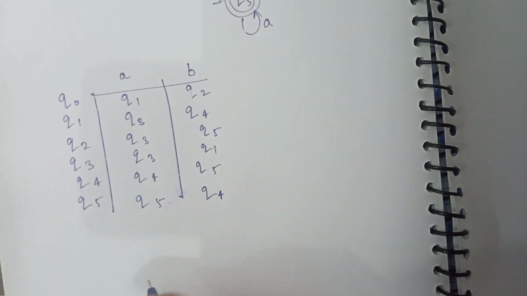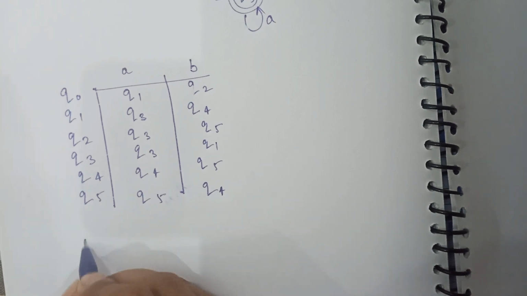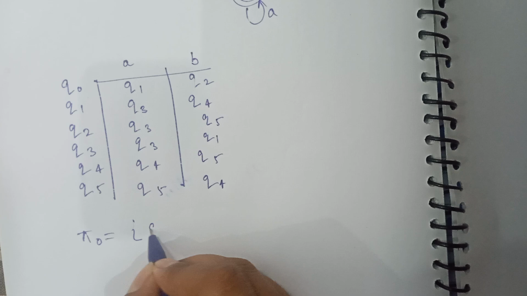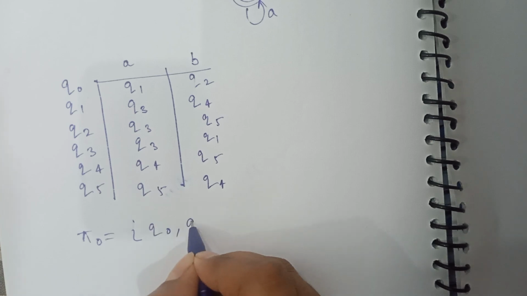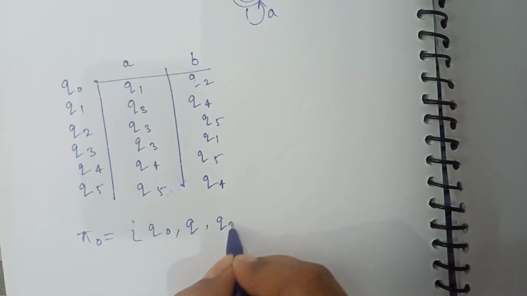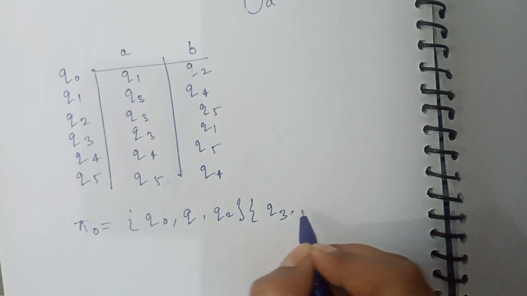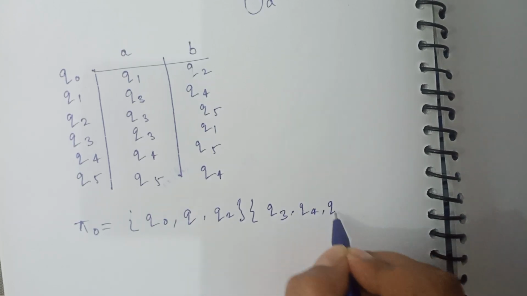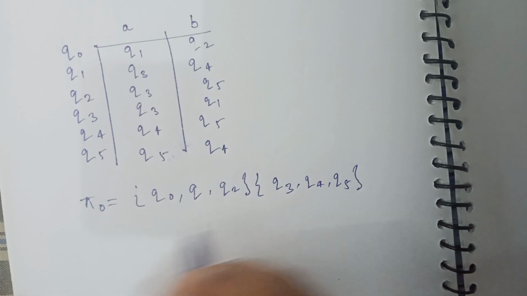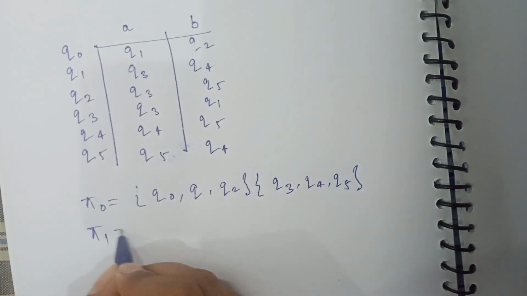Now the step which I told in the beginning of this video: we will separate the initial and the final states, and we will represent it by phi naught. First, for the initial states, we will make one group, Q0, Q1 and Q2, and then we will make a second group for the final states, that is Q3, Q4 and Q5. This is then phi 1.